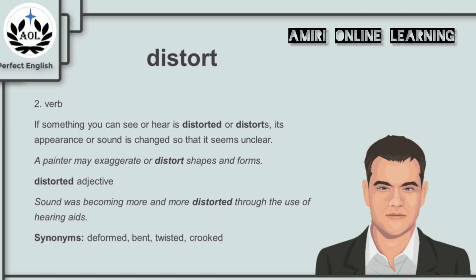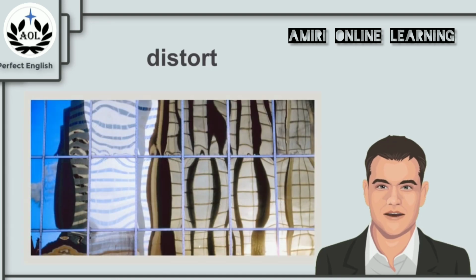For example, sound was becoming more and more distorted through the use of hearing aids. And synonyms for distorted in this context are the words deformed, bent, twisted, and crooked. So the next time you remember this picture of this big building and its mirrors reflecting this distorted image, remember the word distort and what it means.